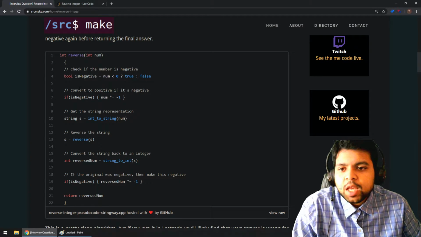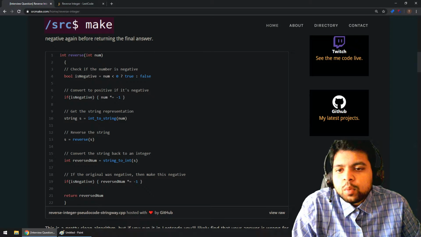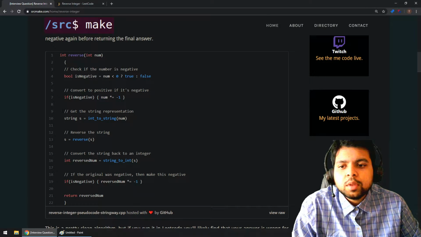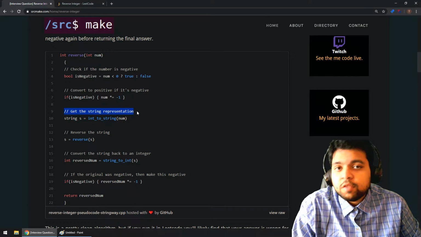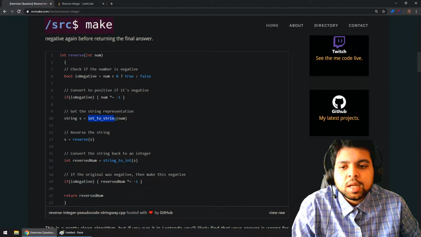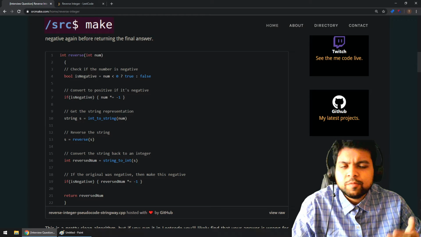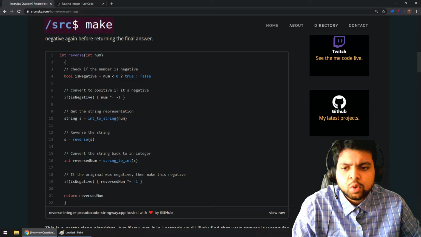So if it is negative, then we want to convert it to positive so that we can work with it a bit easier. So we just multiply it by -1. Then we do the magic. So we get the string representation of the number. We put that into some string named s. We call some magic function named int to string on our number that converts the integer to a string, which is going to be s. Then we want to reverse the string, so we say s is equal to reverse. Some function named reverse is going to reverse s for us.